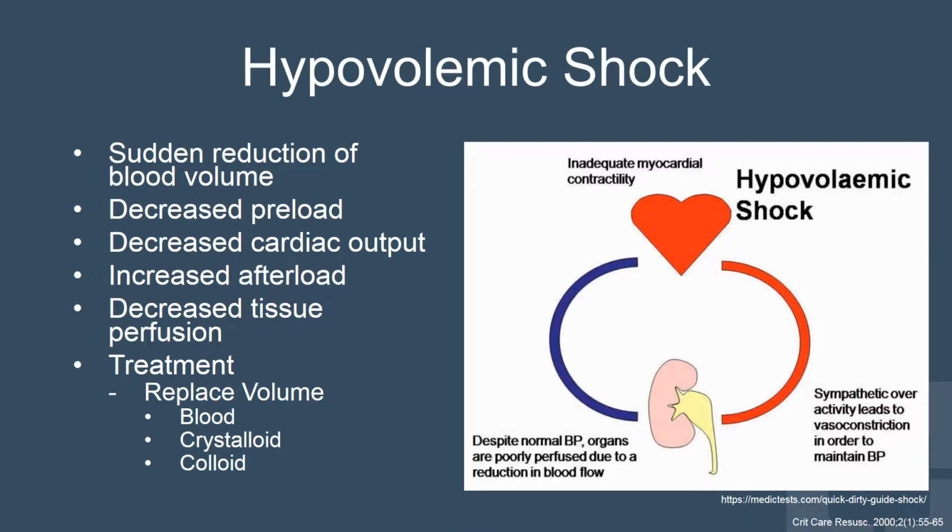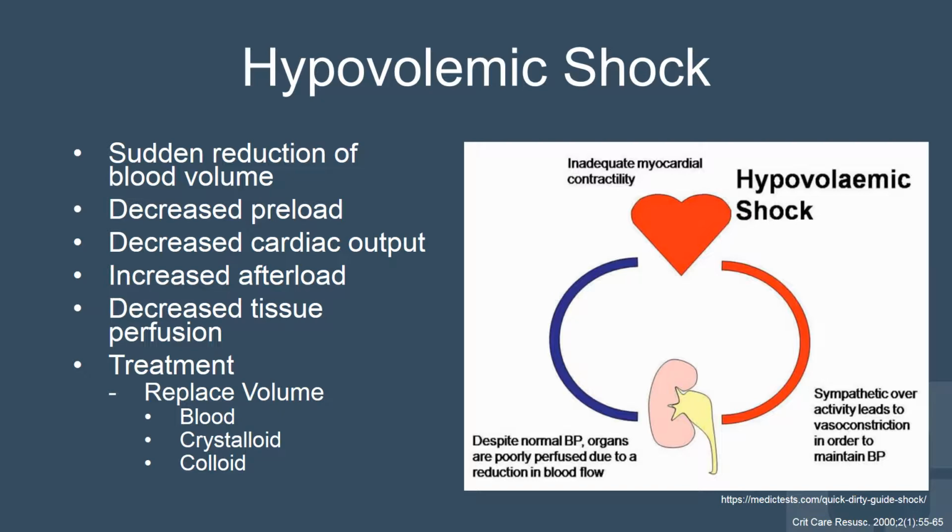First, we'll go through hypovolemic shock. Hypovolemic shock is probably the easiest one to think about. It is a sudden reduction of blood volume. As you can see here from the image on the right, there is not enough blood within the body in order to properly perfuse the organs.